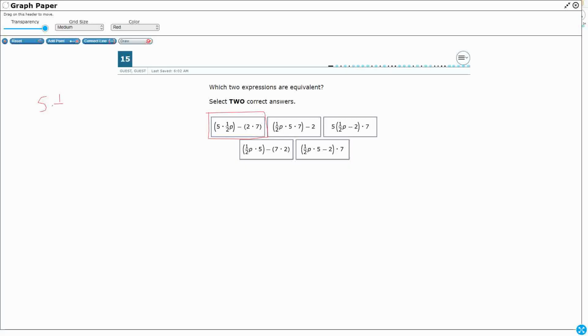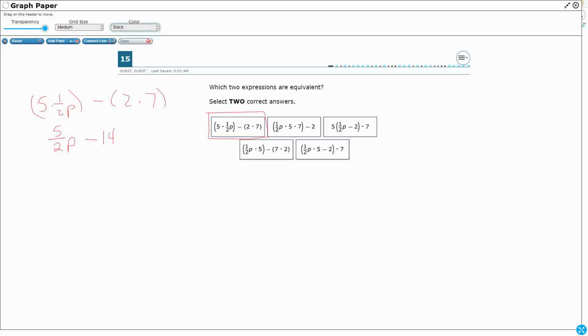5 times 1/2 p minus 2 times 7. Let me just simplify each of these parentheses. I don't want to go all the way down yet, but let me just simplify these. 5 times 1/2 p, right? So that's going to end up being 5 halves minus, 2 times 7 is 14. All right, so that doesn't help me unless I can find a matching one.